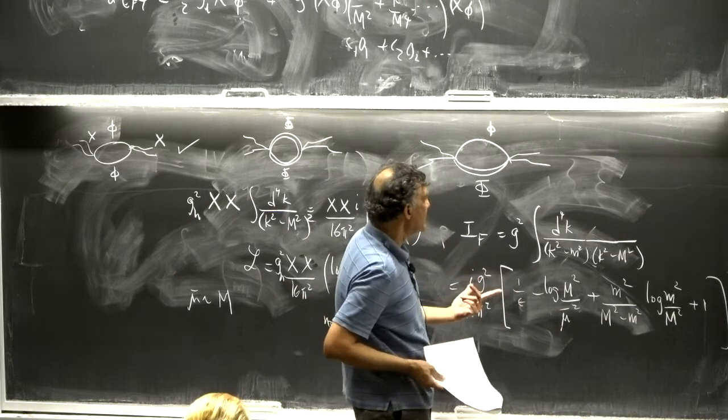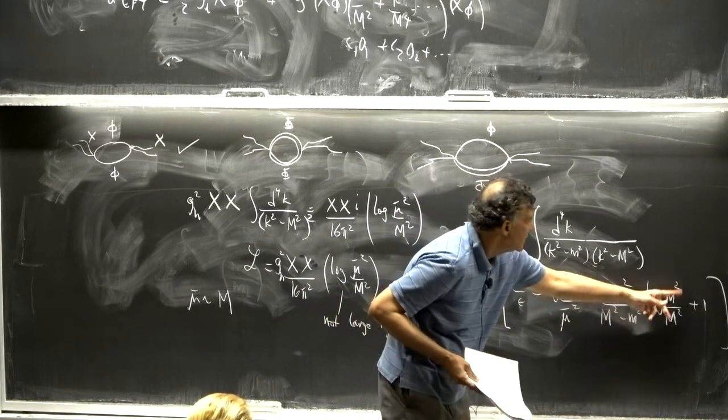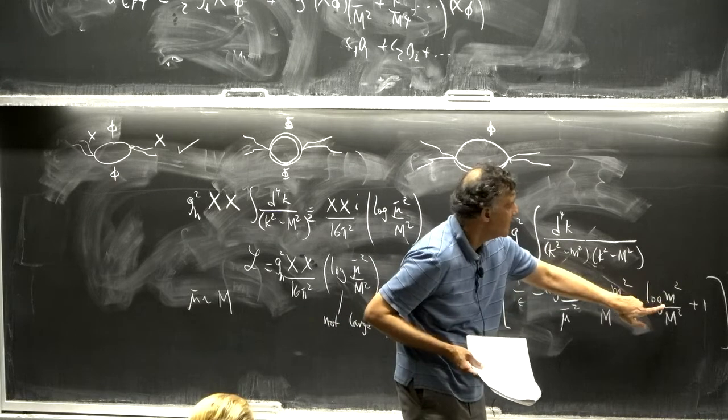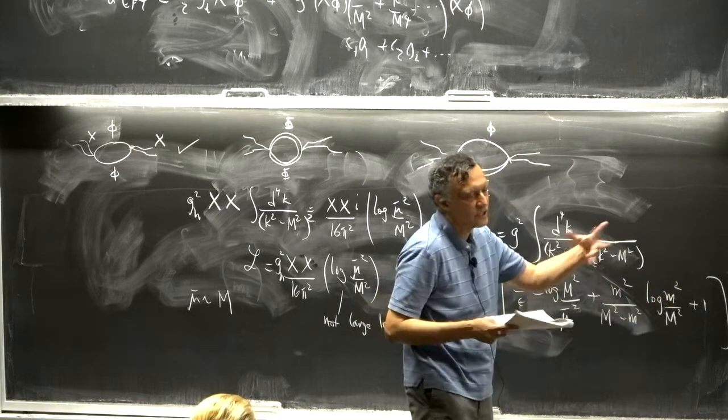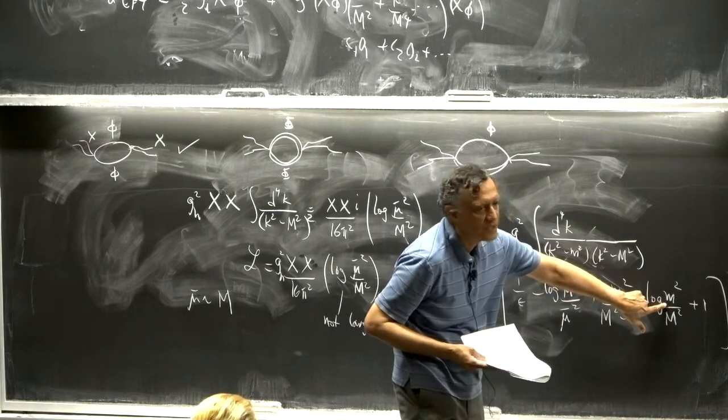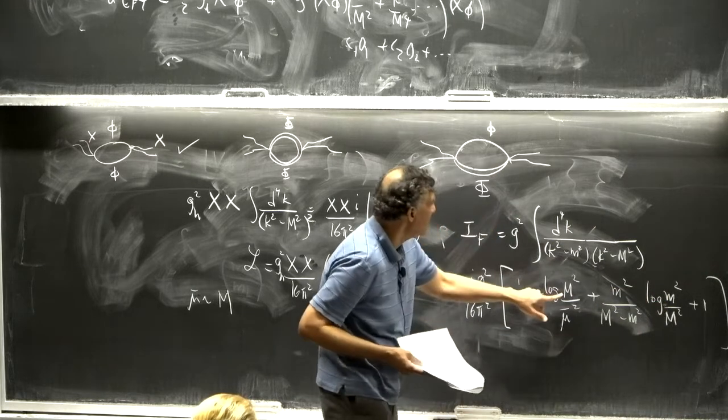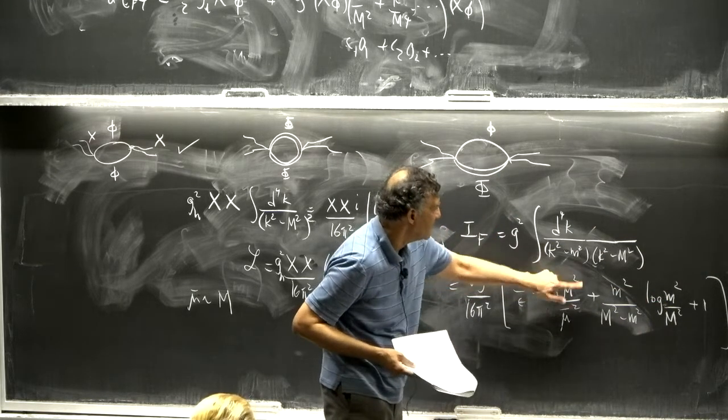OK, so as I said, all the logs, mu bars only occur as logs. You have non-analytic structure in the infrared scale. You have little logs of m squared, which you can think of as non-analytic in IR. If you had put in external momenta or something, you could have gotten logs of p squared. And you have things which are non-analytic in the UV scale. You have logs of big M squared.